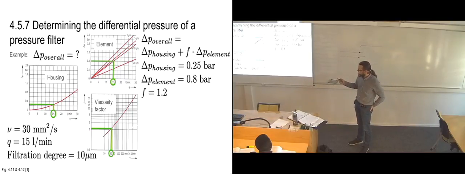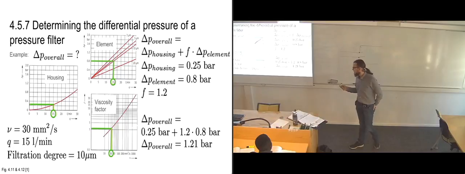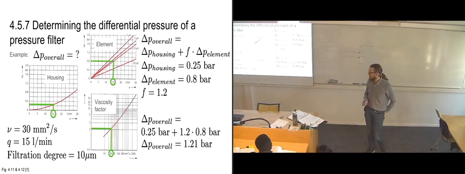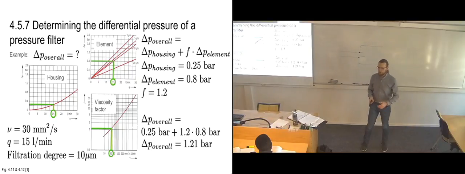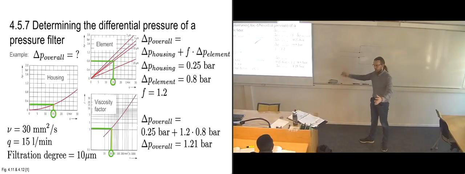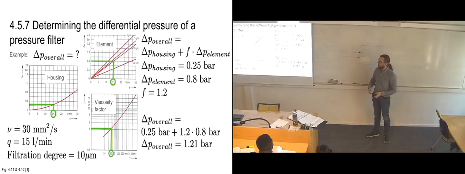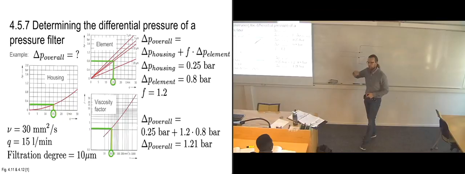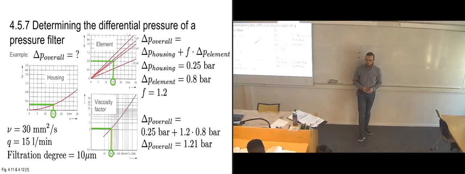When we put these three together, we get 0.25 bars plus 1.2 multiplied with 0.8 bars, which gives us an overall pressure difference of 1.21 bars. The overall pressure difference is what we could measure if we had a pressure gauge before the filter and a pressure gauge after the filter. But instead of actually measuring the pressure difference, we usually just calculate it and leave it as a calculated value if we're choosing a filter for our hydraulic system.